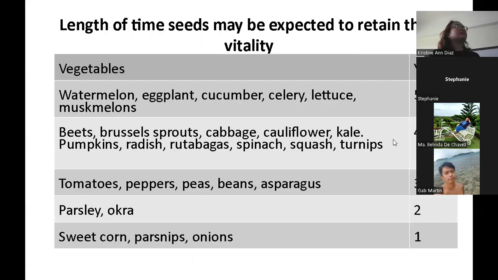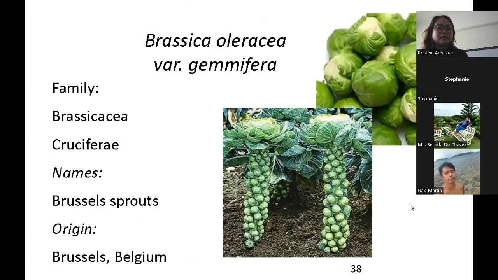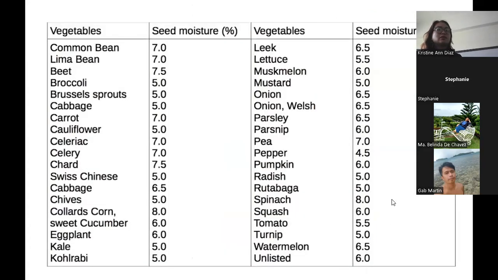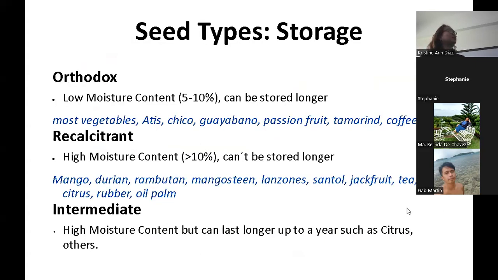Next is the types of seeds based on their storage. Again, these are the types of vegetables that will have a lifespan ranging from 1 to 5 years. This is just to show you the Brussels sprout. The seed moisture should be less than 10% in order for it to be stored.